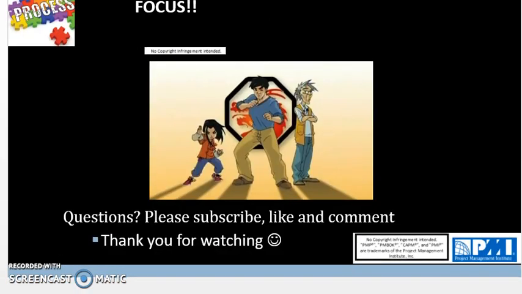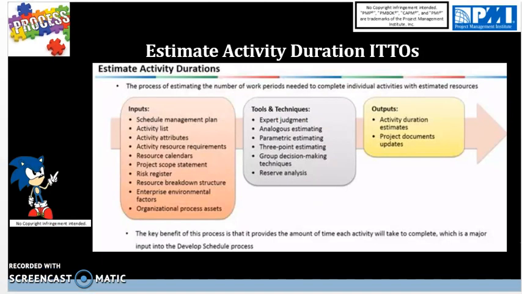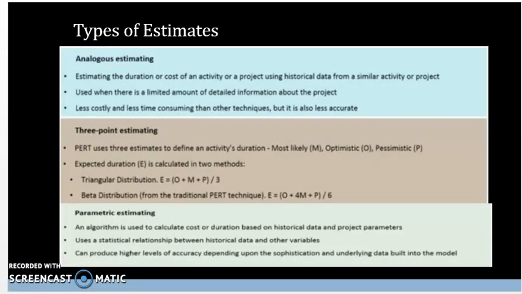Parametric estimation is where you are going to calculate the cost or duration based on historical data and project parameters. It uses a statistical relationship between historical data and other variables. It can produce higher levels of accuracy depending on the sophistication and underlying data built in the model that you're using.